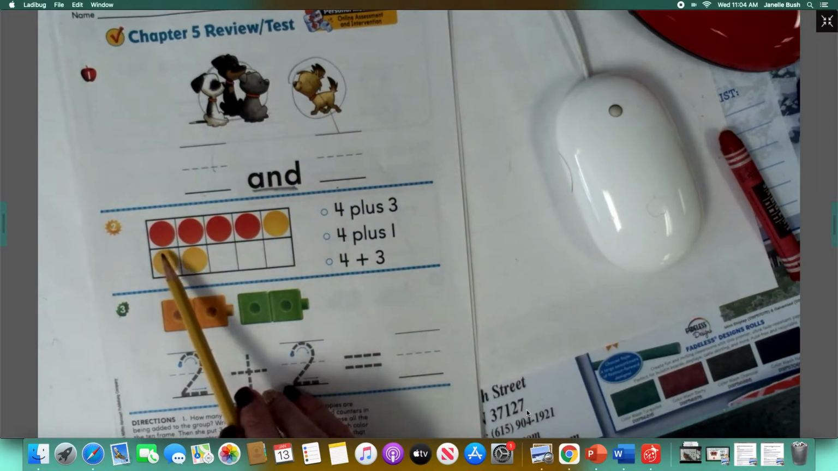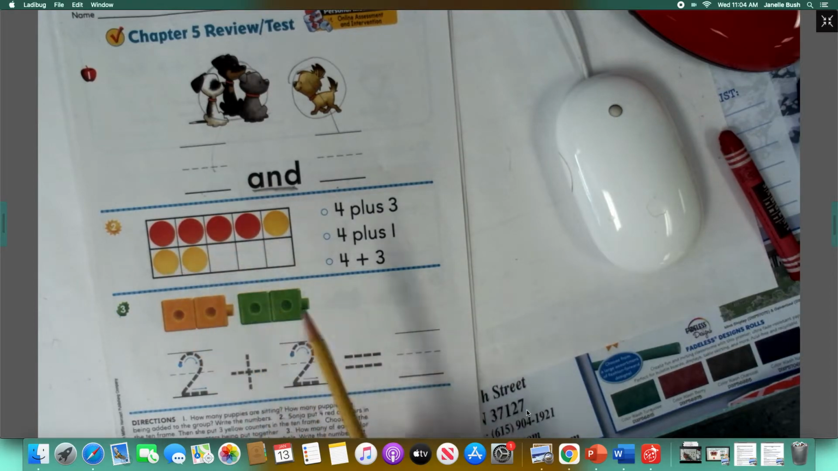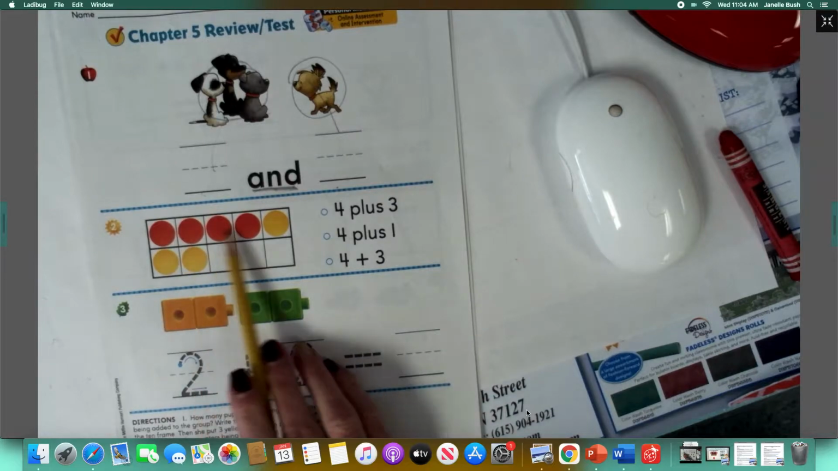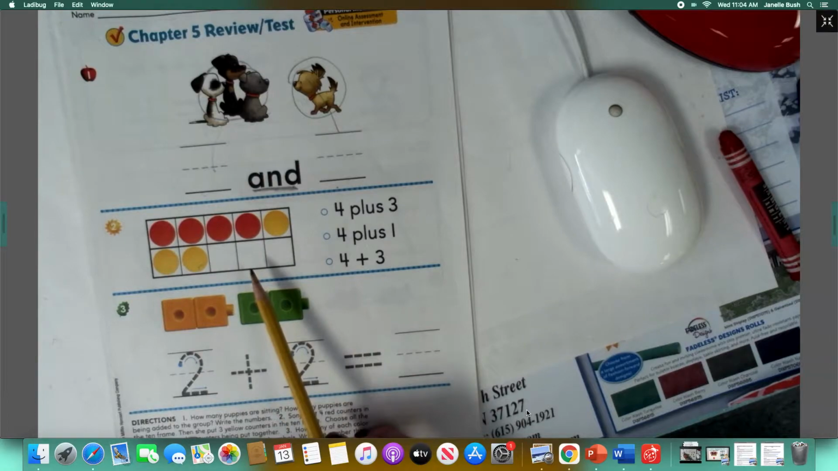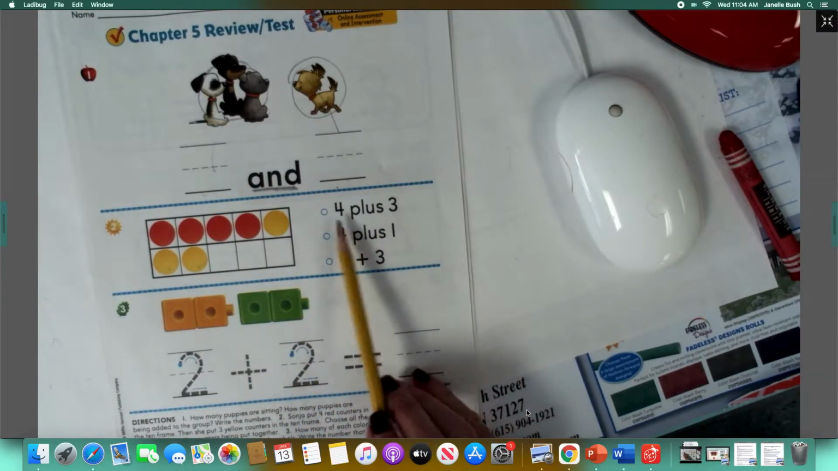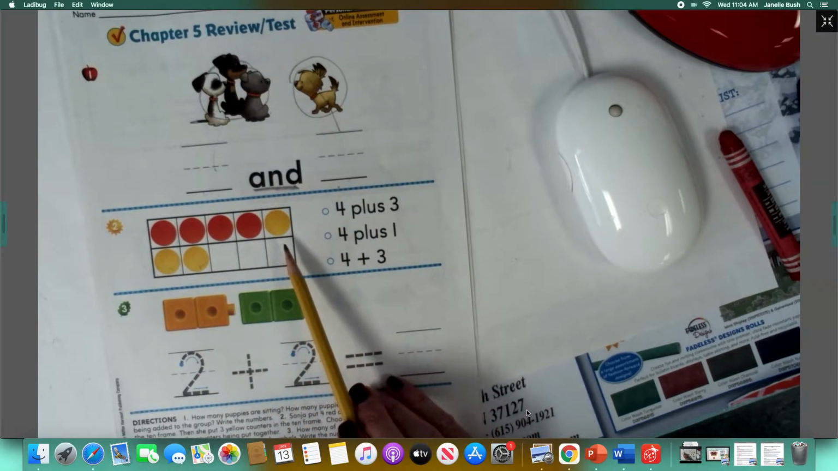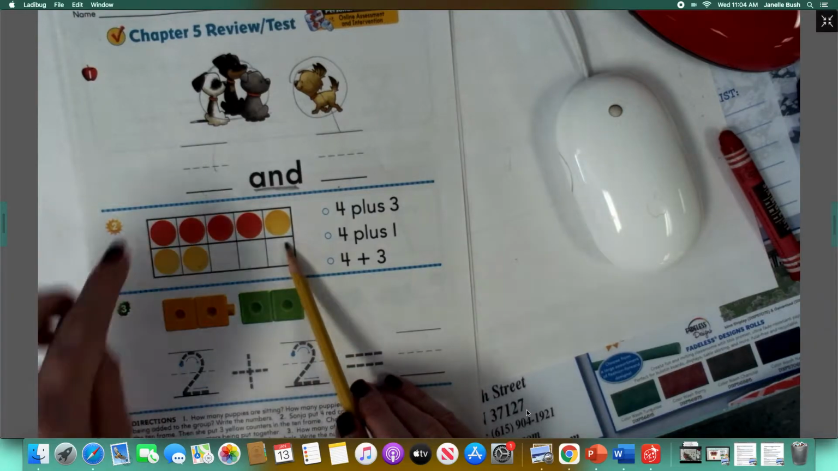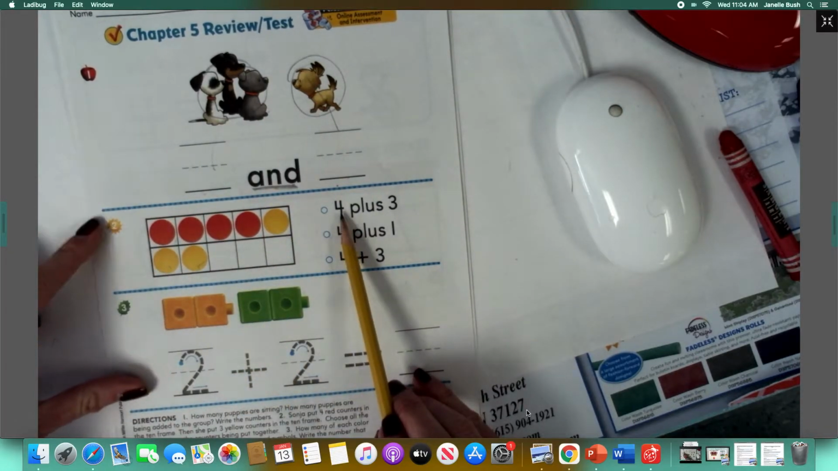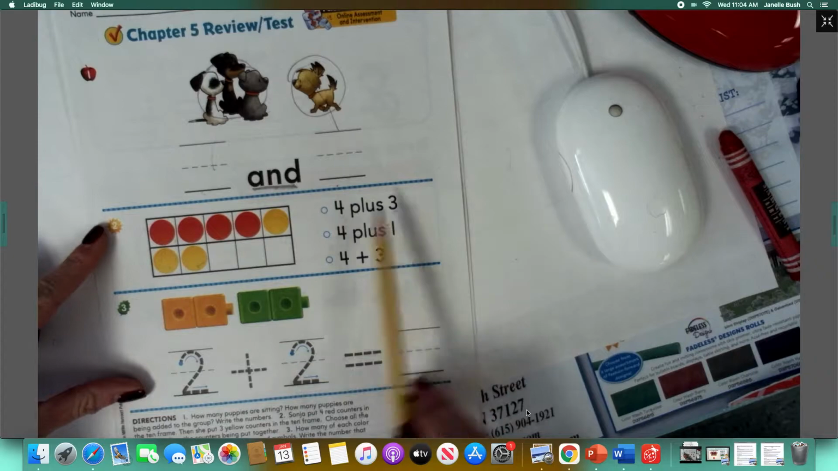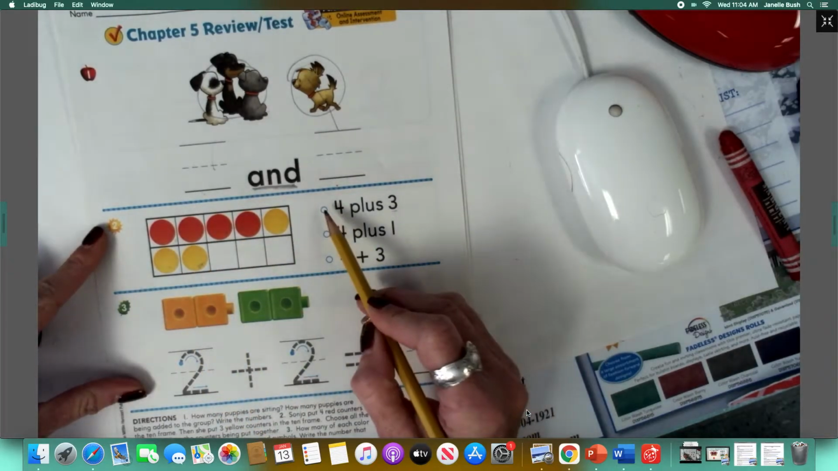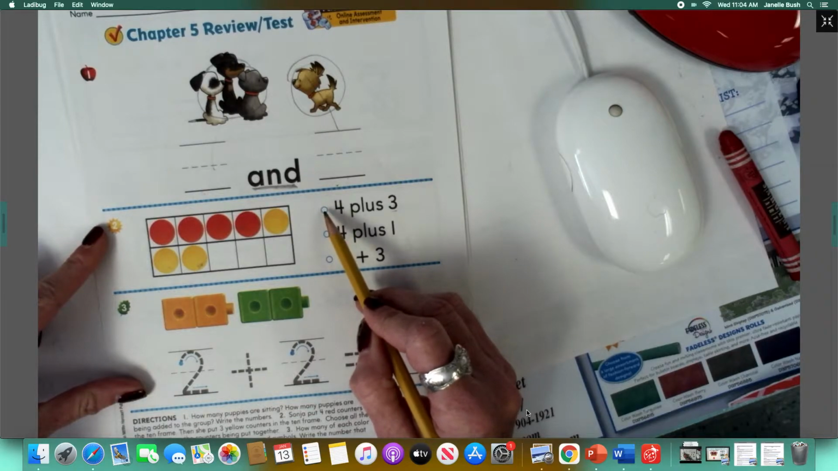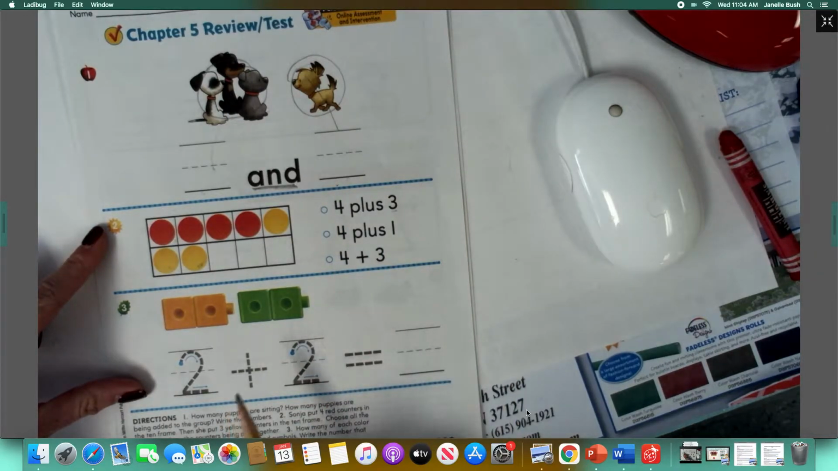All right, for number 2, we have a 10 frame with some counters. It says Sonia put 4 red counters in the 10 frame, and she put 3 yellow counters in the 10 frame. Choose all the ways that show the counters being put together. So, right here it says 4 plus 3. Does this show 4 plus 3? If it does, you're going to color in that circle. But if it doesn't, you're not.